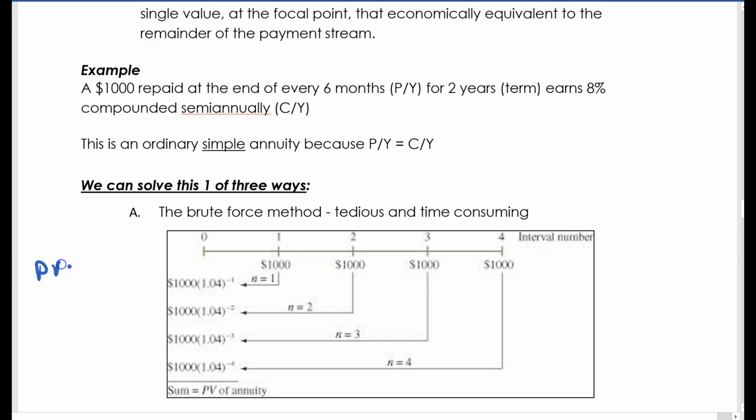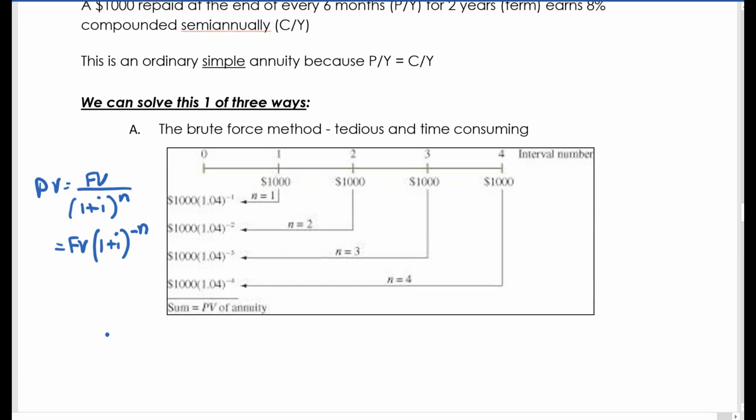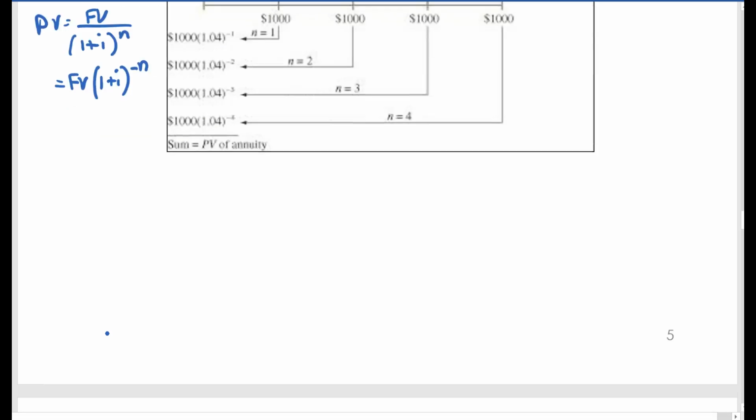Okay, present value equals future value times 1 plus i to the negative n. They've used the alternate form, which is 1 plus i to the negative n instead of dividing by 1 plus i to the n. They're both exactly the same. It's just easier for a lot of people to put the power as negative n and multiply by the future value. So you can do the present value of every single payment. Well, when there's only 4 payments, it's not that bad, but when there's 30, it takes you a long time. So it's tedious and time consuming.